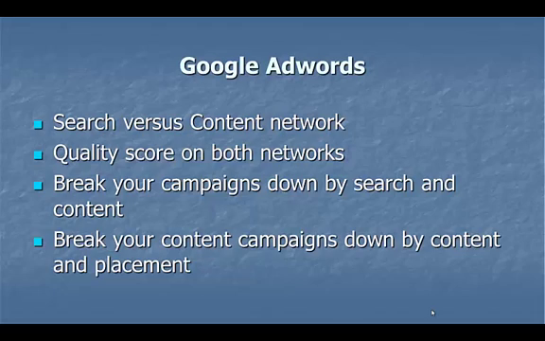Whereas on the content network, you can write more attention-grabbing ads to grab the prospect that simply wouldn't work on search but would work on interruption marketing, such as a content network. So definitely you do want to do that. And once you start running traffic on the content network, you're going to go a step further and break your content campaigns down by content and placement.